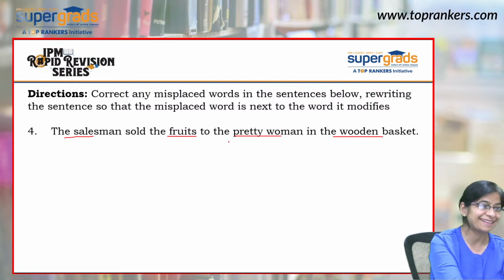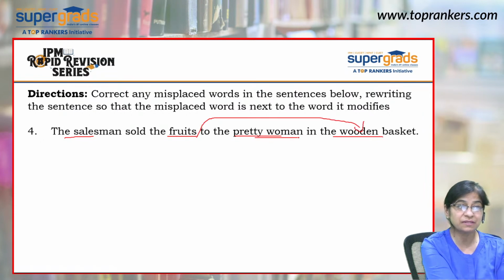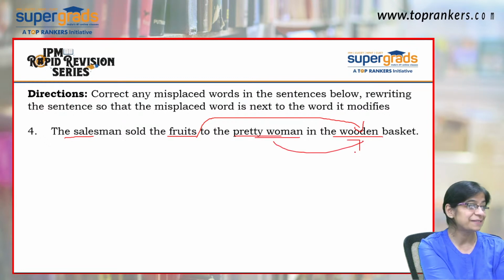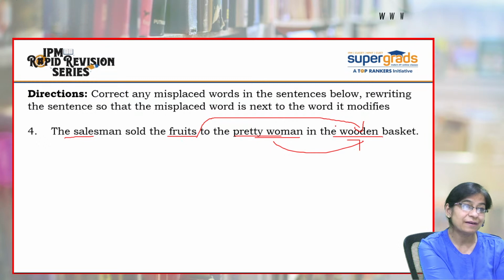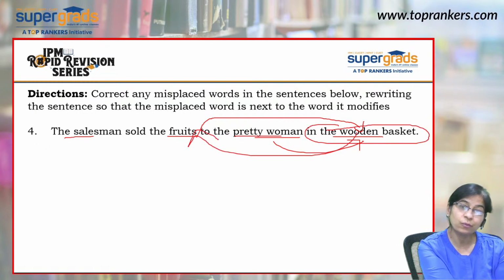Okay, let's do it together. See, the salesman sold fruits. Well, how about in a wooden basket? Because you certainly cannot put a woman in a wooden basket. That would be wrong. So the phrase in the wooden basket would best modify the word fruits.